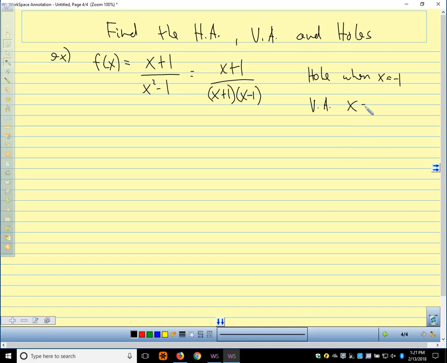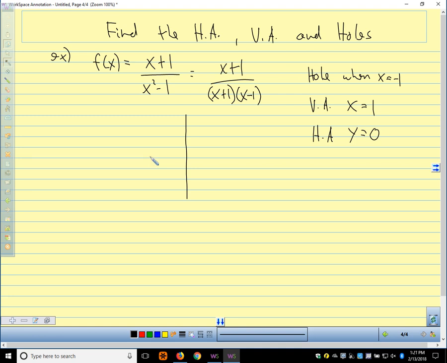X equals, we write the equation of a line. X equals 1, because that makes this 0. No, at negative 1 we have a hole. If we have a hole, we can't have an asymptote and a hole at the same place. Our horizontal asymptote. How do the degrees of the numerator and denominator compare? Denominator is larger. What does that tell us? Horizontal asymptote at y equals 0, the line y equals 0.